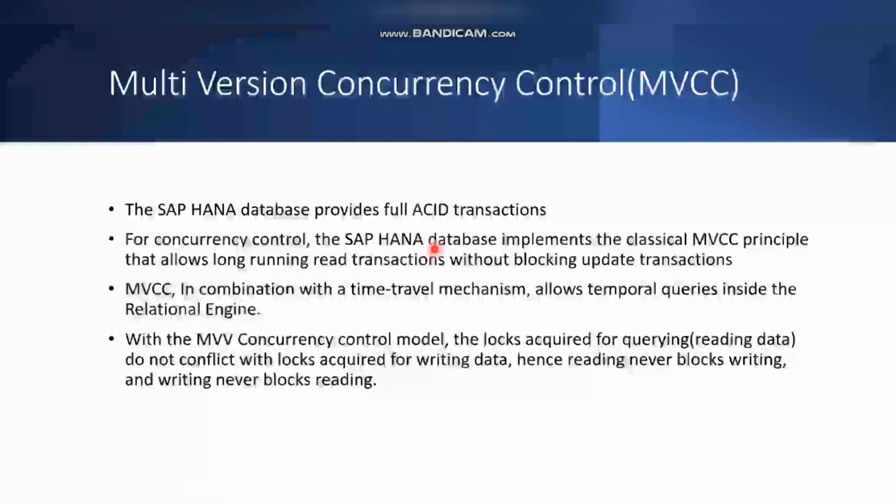And C is for consistency: the data has to be consistent in the database at all times. And I means isolation. Isolation means the transactions which we are doing should be executed independently. They should not interfere with other ongoing transactions, so it prevents conflicts while you are executing a particular transaction. And D means durability.